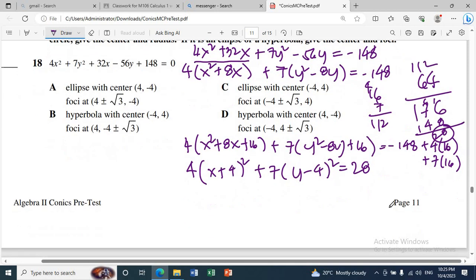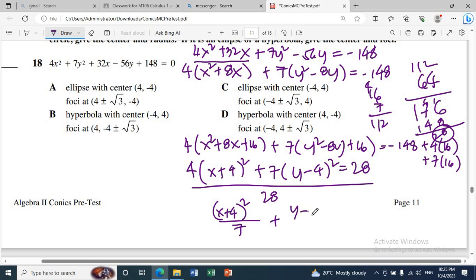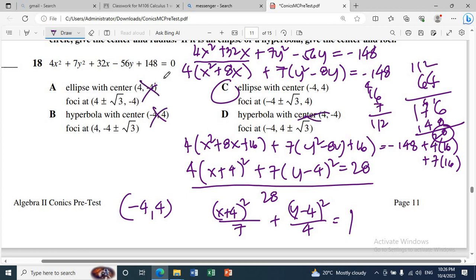We can divide everything by 28. Then you have now (x plus 4) squared over 7, since 7 times 4 is 28, plus (y minus 4) squared over 4 is equal to 1. So this is an ellipse. It's positive. The center is negative 4, positive 4. Ellipse. Okay. This is wrong, wrong, wrong. Letter C, number 18.